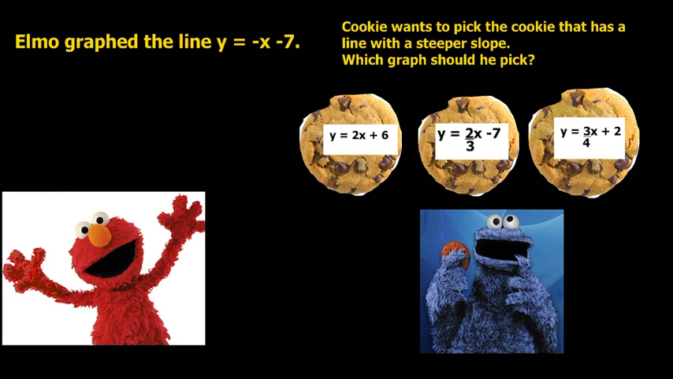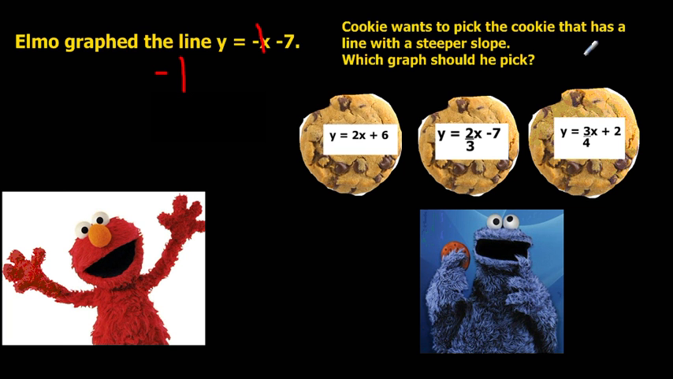All right, so Elmo graphed the line y equals negative x minus 7. There's no number out in front of my x, so I have to remember that when there isn't, it's like there's a 1 there, right? So that's a negative 1. Cookie wants to pick the cookie that has a line with a steeper slope. Which graph should he pick?